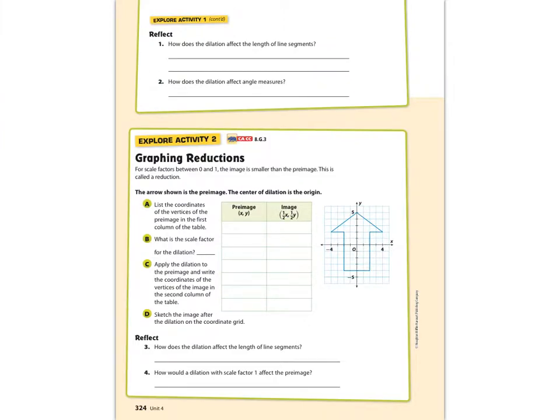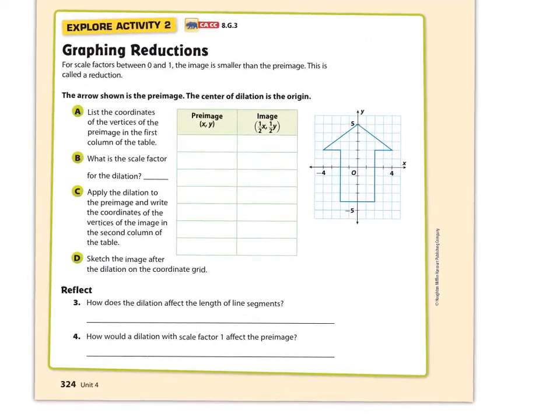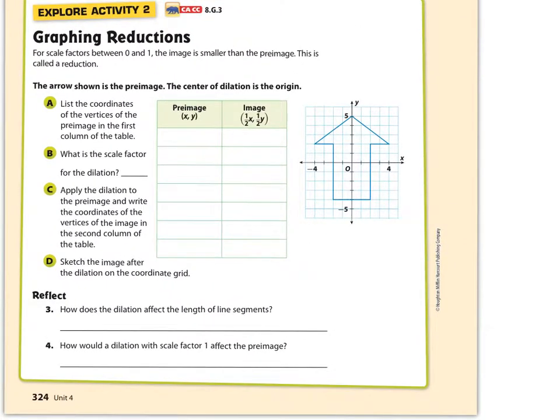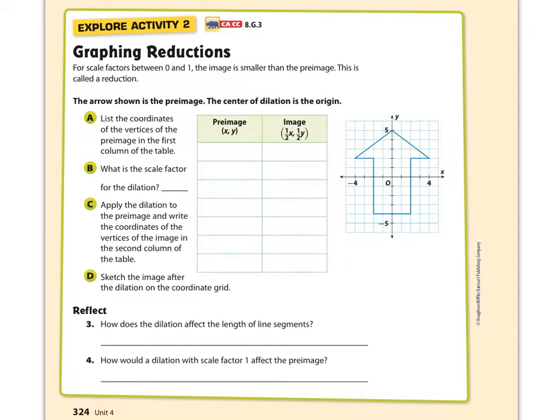So when we do a reduction, I'm not going to do this whole Explore Activity 2, but if you would like to give it a try, I can get you started. I'm going to take one of the coordinates of this arrow-looking figure here. I'll plot the point there. This is the point (4, 2).